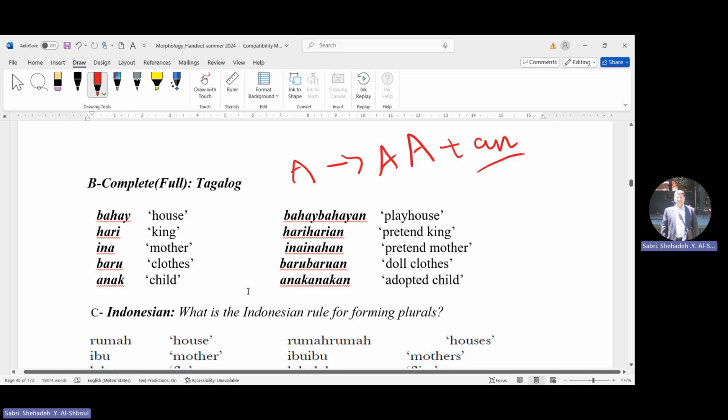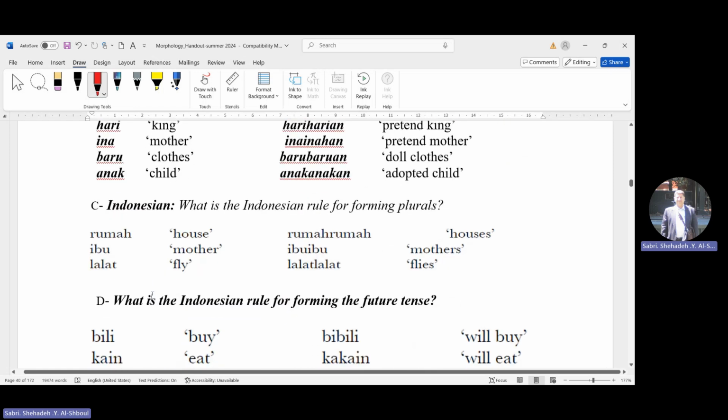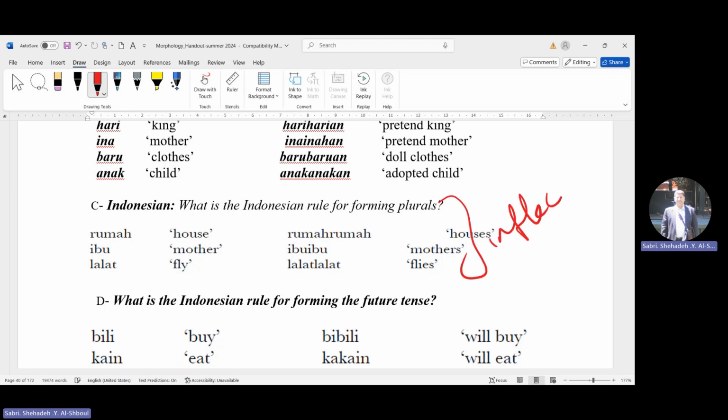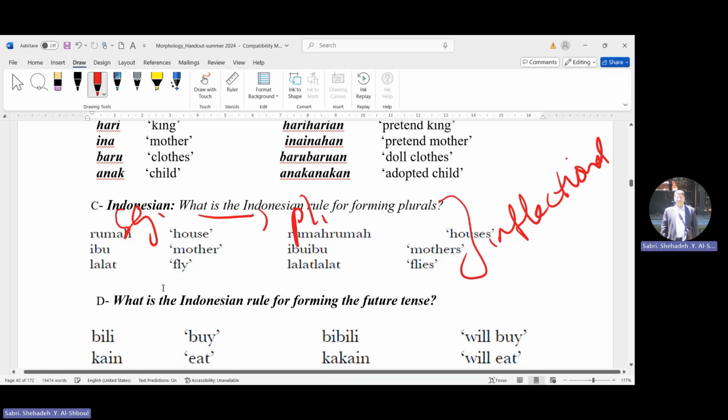derivational marker. Okay. In Indonesian, rumah, the same here. Rumah, house; rumah-rumah, houses, just repeating the same word. So here, reduplication is inflectional, right? It is inflectional because it changes from singular into plural. So rumah-rumah, houses; ibu-ibu, mothers; lalat-lalat, flies.